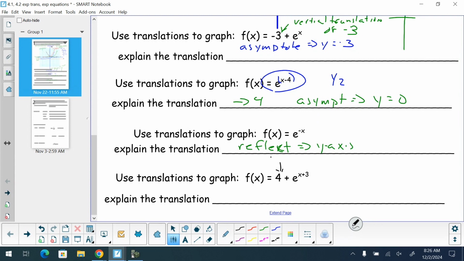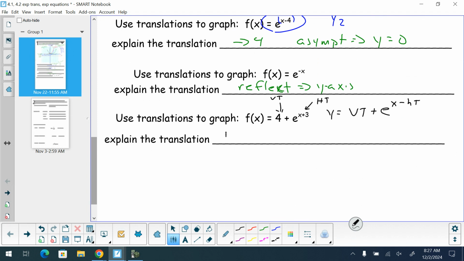So we have a vertical translation here. We have a horizontal translation here. Once again, we have vertical translation plus any e to the x minus our horizontal translation. So we should have a vertical translation of 4 here and a horizontal translation of -3.